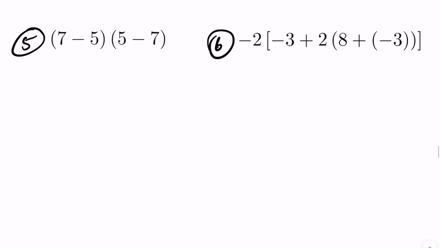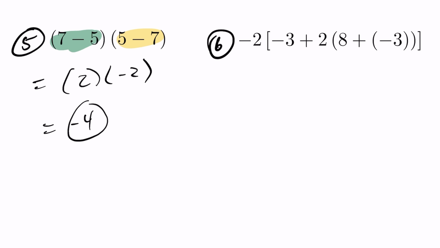All right, next question. Again, taking a look at brackets, I've got a 7 minus 5, and then I have a 5 minus 7. Taking care of these, that's going to be 2 times negative 2, in which case you get a negative 4. All right, number 6.